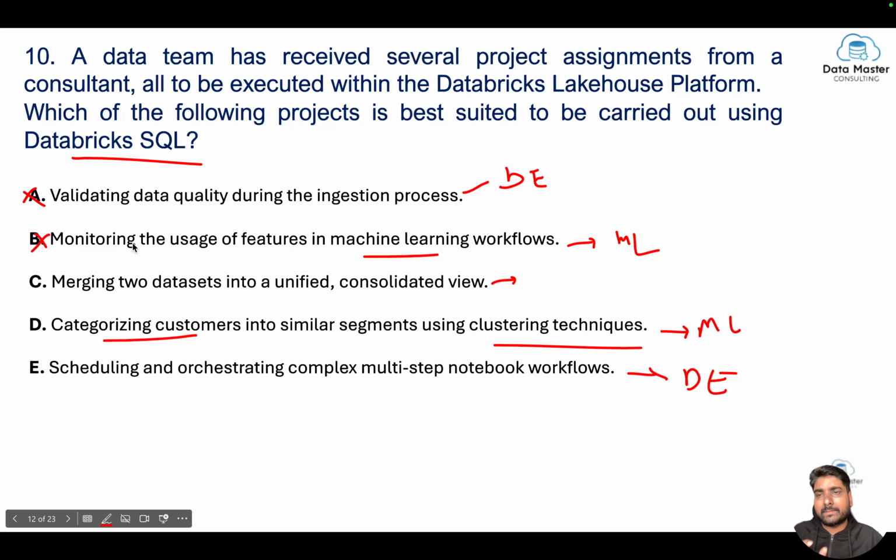So the only option in this are merging two data sets into one or combining into one. So it's just like doing a join. So this is where the Databricks SQL people will be working on. So the correct answer would be C in this case. Okay, it's C.